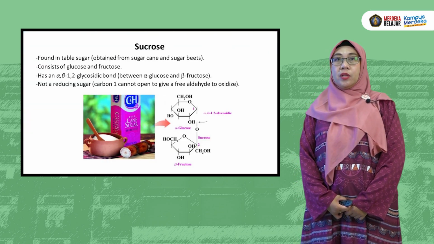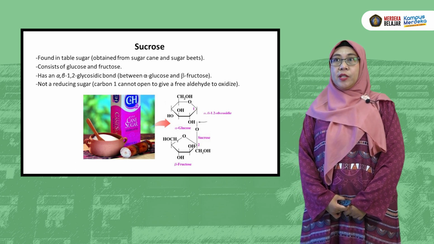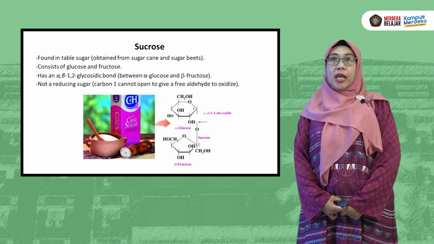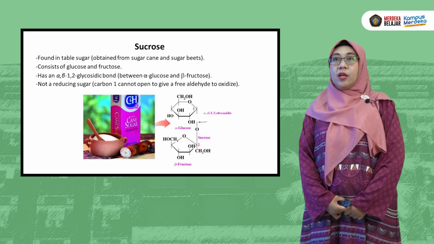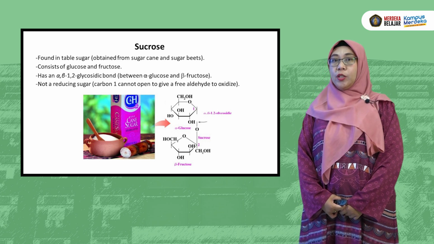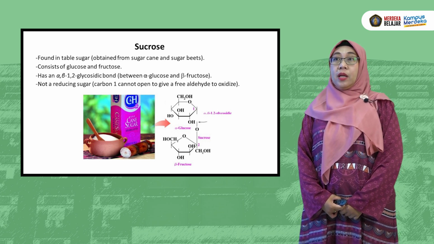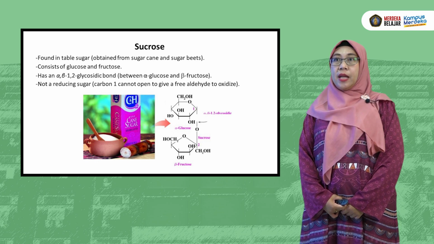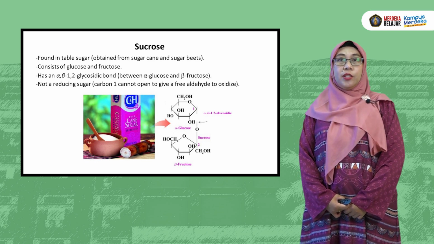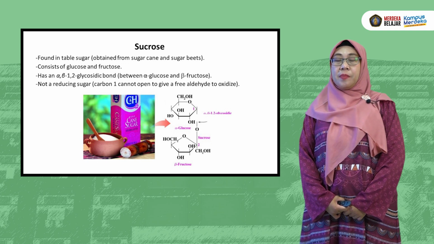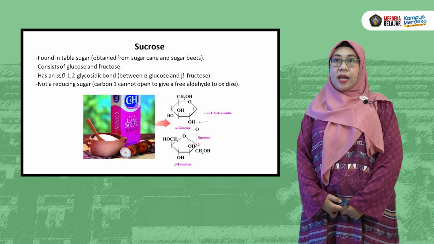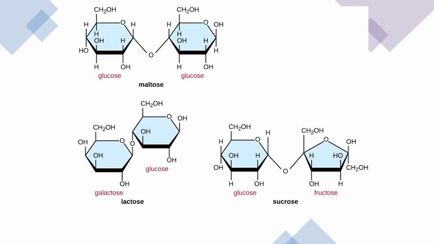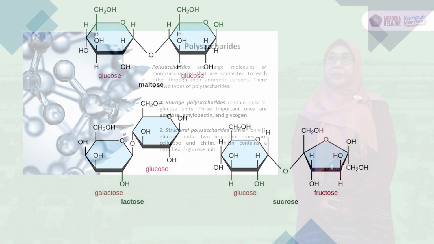Next is sucrose. Sucrose is found in table sugar. It's obtained from sugarcane and sugar beets. Sucrose consists of glucose and fructose. Sucrose has an alpha-beta-1,2 glycosidic bond, the bond between alpha-glucose and beta-fructose. Sucrose is not a reducing sugar, since the anomeric carbon, carbon number 1, cannot open to give a free aldehyde to oxidize. These are the comparison of three disaccharides: maltose, lactose, and sucrose.